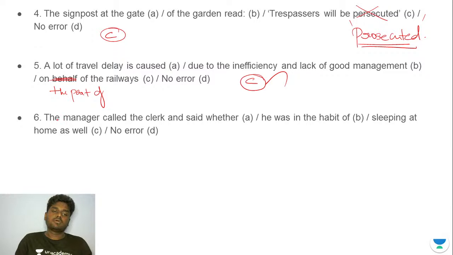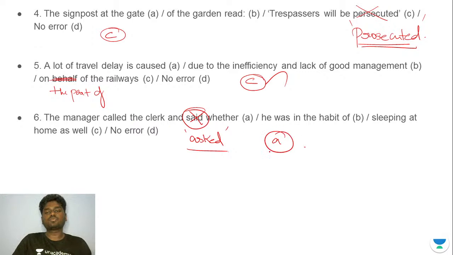If you read out the sentence for the sixth one, the manager called the clerk and said whether. If you see this, the manager has put a question to the clerk. He's asking whether he was in the habit of sleeping at home as well. So it should not be said; the manager called the clerk and asked. You ask the question, not say the question, right? So it should be asked, not said: and asked whether he was in the habit of sleeping at home as well. So the error is with option A, part A.